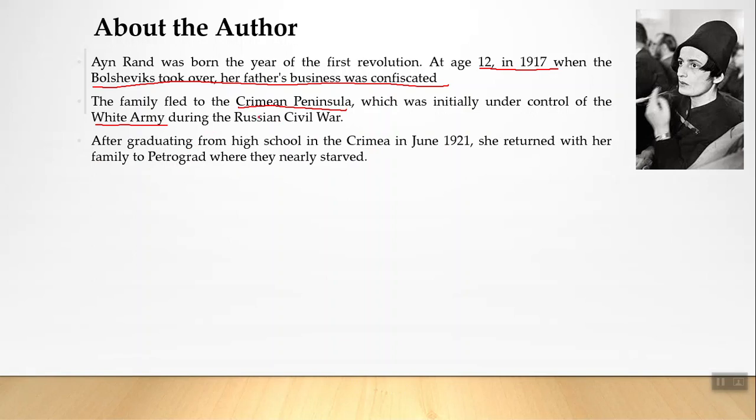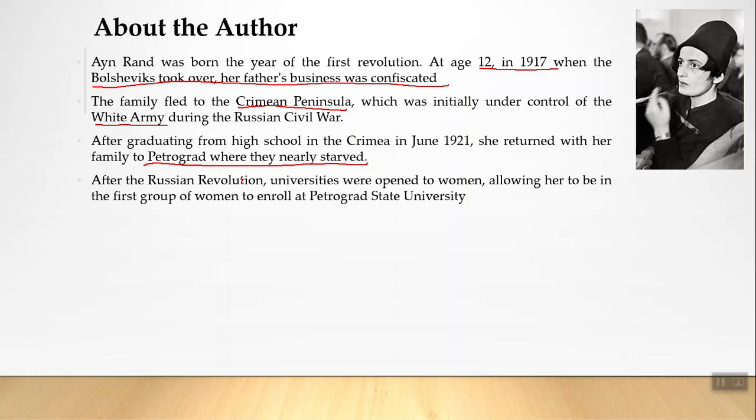When that's also lost at the end of the Civil War, she finished high school that year, and then they returned to Petrograd. Because of the famines, they nearly starved to death. And the city here, Petrograd, formerly known as St. Petersburg, all of the cities were renamed by the Communist Party, so kind of relabeling things and losing identity, which is another thing that we'll talk about in her book. How things are named is important.